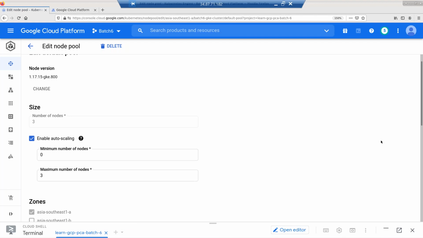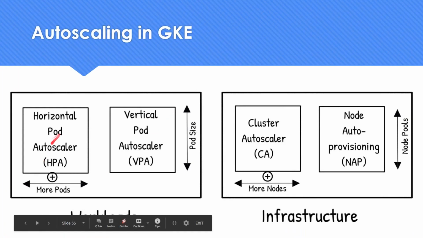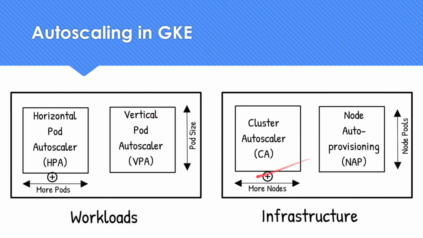So infrastructure auto scaling is at the cluster level, and those in the application level, HPA and VPA, are at your workload level. And this is at your infra. Correct. Always start at your workload, then go to your infra. Directly don't go to your infra, basically.